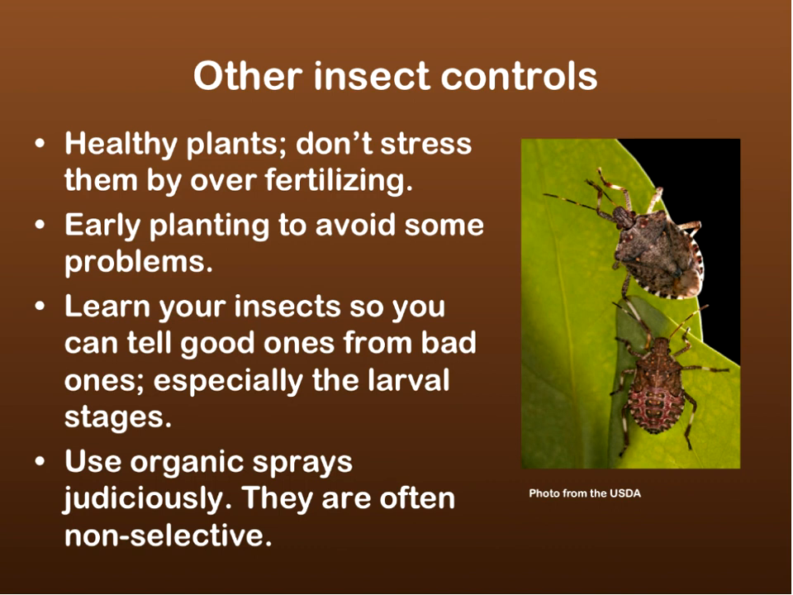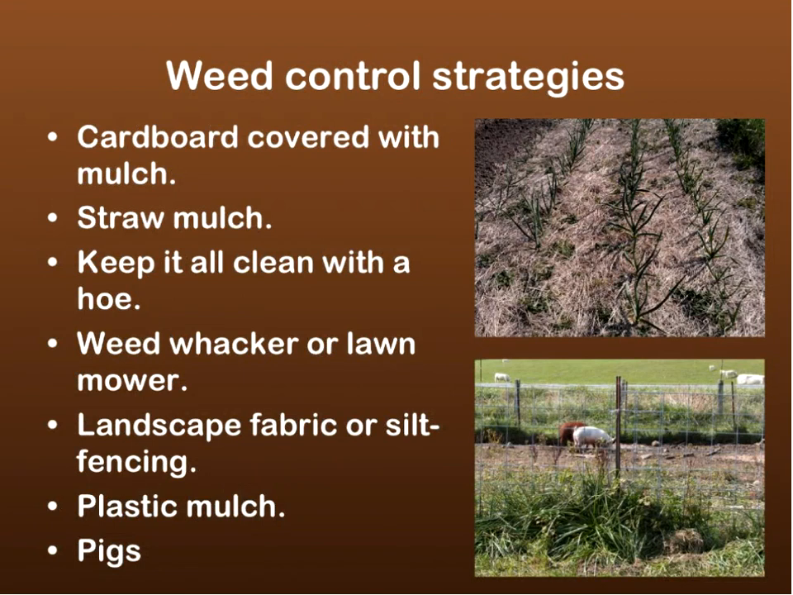Again, timing of your planting can avoid some problems, but encouraging people to learn about their insects and be able to tell the good ones from the bad ones is really important, and particularly the larval stages. A lot of new organic gardeners will be out there destroying all of the ladybug eggs and larval forms they find because they look weird and they don't know what they are. Of course, at times we do need to get out there and do some spraying if things get out of hand, but this needs to be done judiciously because most of our organic insecticides are not selective and they're going to kill the good bugs along with the bad bugs.